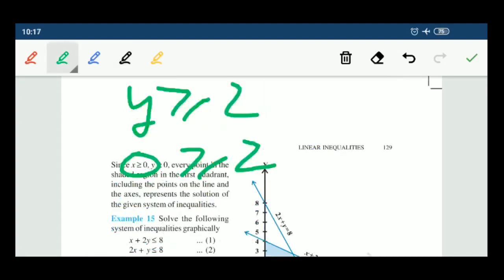Now see the last inequality. The given inequality is y is greater than or equal to 2. Now put the value of y as 0. So we get 0 is greater than or equal to 2, which is not possible. How can it be possible? 0 is not greater than 2. So again this is not possible, and its shaded region is away from the origin.